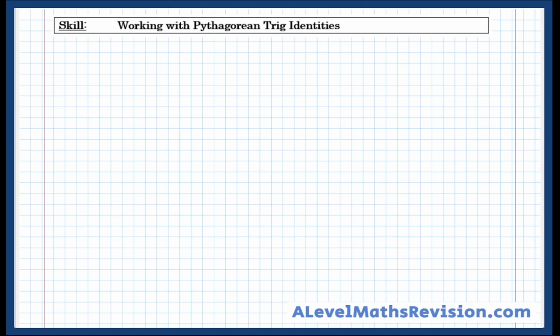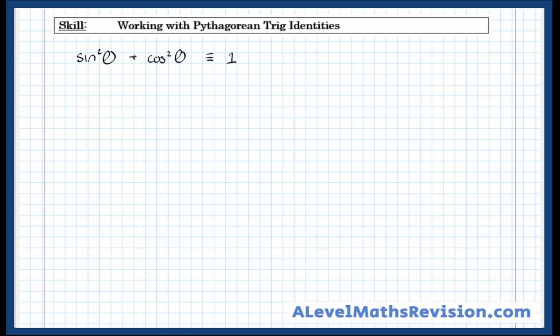In this video we're going to have a look at the Pythagorean trig identities. Now in a moment I'll explain what they are, but you've actually already encountered one before. The first Pythagorean trig identity is this one here. Sine squared theta plus cos squared theta is identical to 1. That's the first Pythagorean trig identity.